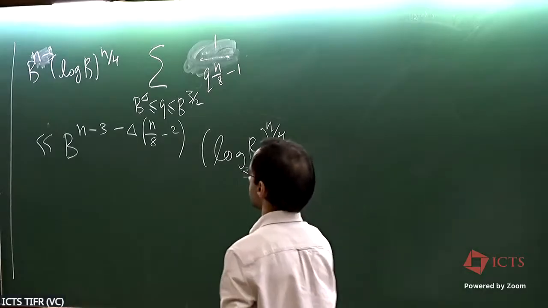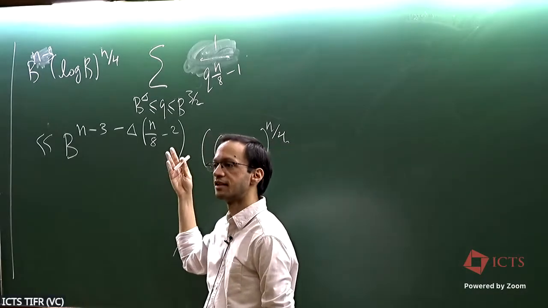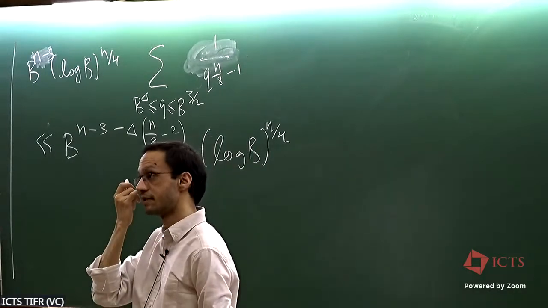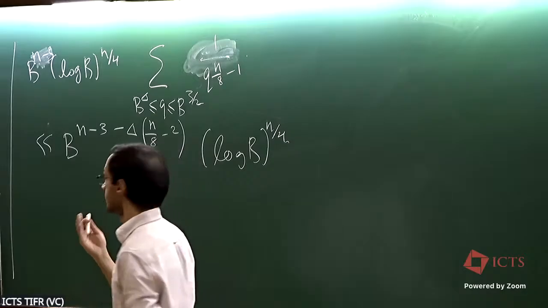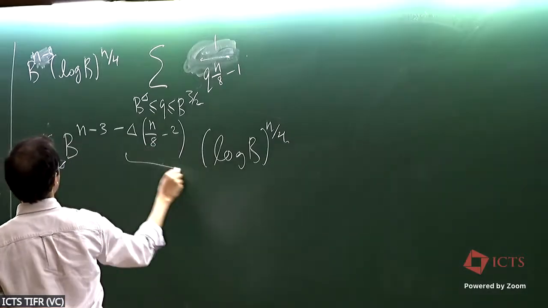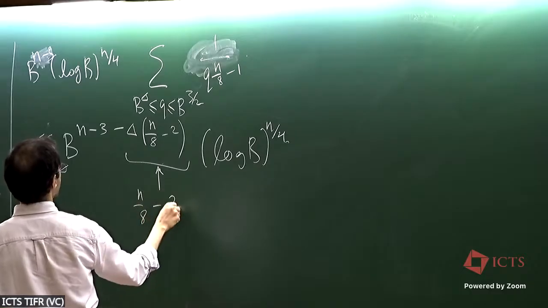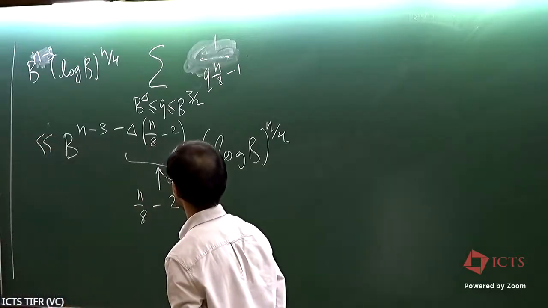And at this point, what we basically want is that the minor arc contribution is less than the expected major arc, which is b to the n minus 3. And so this is the point where if one wants that n by 8 minus 2 is going to be something big.